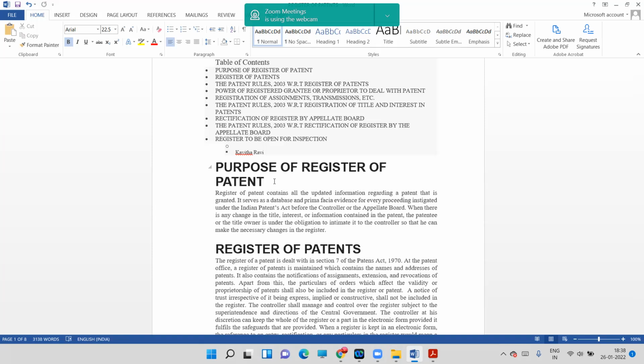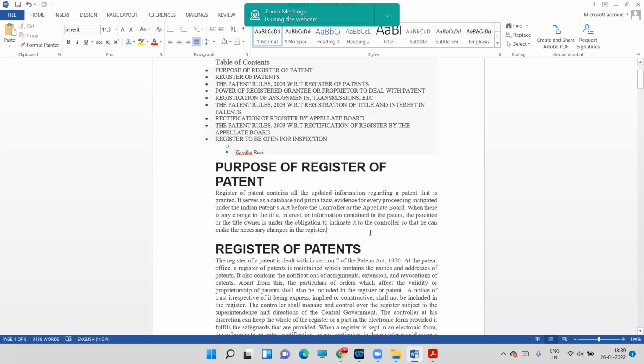Yes, right. So purpose of register of patent. Register of patent contains all the updated information regarding a patent that is granted. अगर ग्रांट नहीं हुआ है पेटेंट एप्लीकेशन तो हम वहां पे मतलब उसमें कुछ नहीं मिलेगा, after grant वो वहां पे अपडेट हो जाता है, ठीक है. It serves as a database and prima facie evidence for every proceedings investigated under the Indian Patents Act before the Controller and the Appellate Board. सो एपलेट बोर्ड का तो पता नहीं.